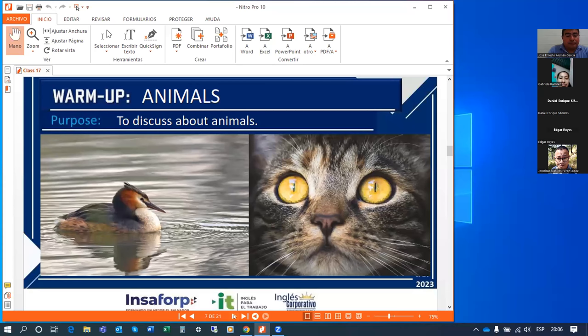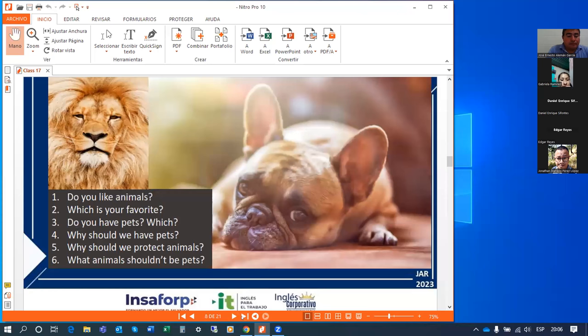Questions about animals. Okay. First question. Do you like animals? Yes, I like. In my case, I like animals. I like animals too. In my case, I like, but only the rabbits and dogs. Which is your favorite? No, my favorite is dog.